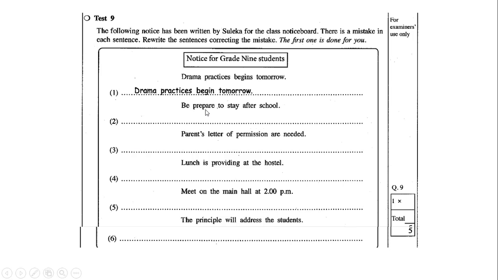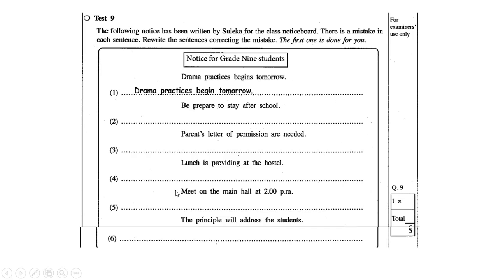Second one, be prepared to stay after school. No, be prepared to stay after school is the correct answer. Third one, parents' letter of permission are needed. Letter of permission is singular, so you can't use are here. Parents' letter of permission is needed. Number 4, lunch is providing at the hostel. Lunch is provided at the hostel.